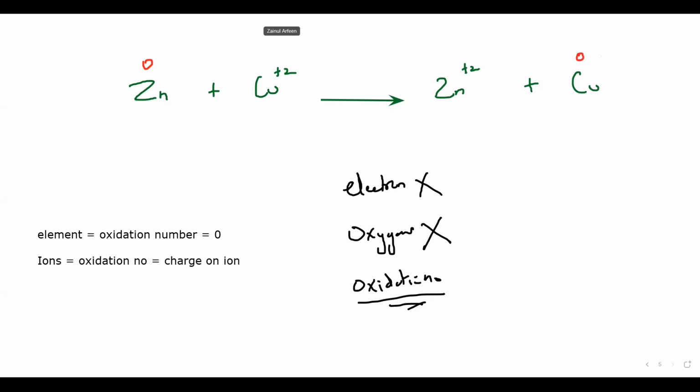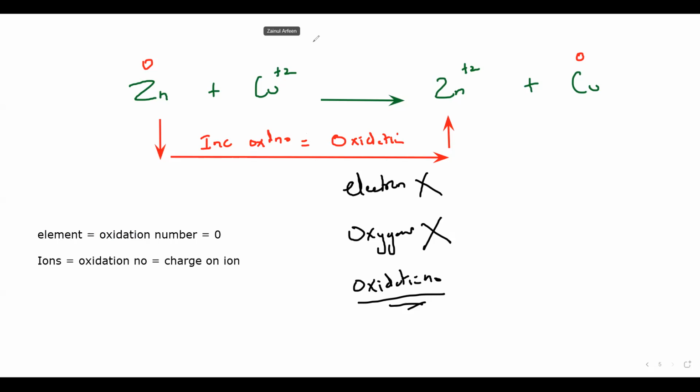Now we want to identify the changes, whether it is oxidation or reduction. When you check zinc, it was 0 and became +2. If 0 becomes +2, what happened to the oxidation number, increase or decrease? Originally it was 0, but now it changed to +2. So it increased. Whenever there is an increase in oxidation number, what do we call this change? We call this change oxidation, because the oxidation number increases.